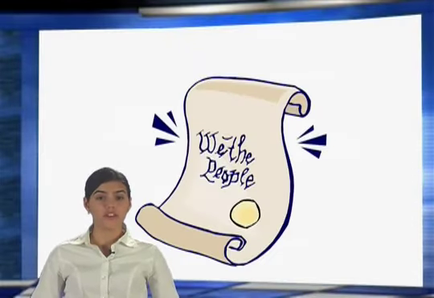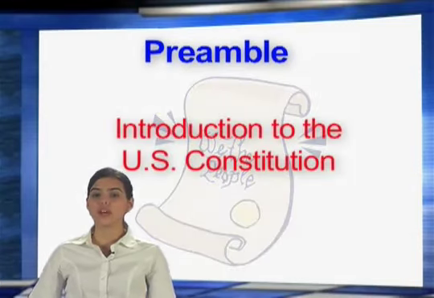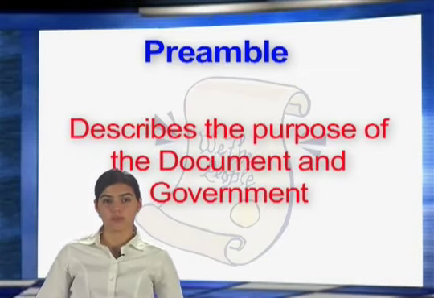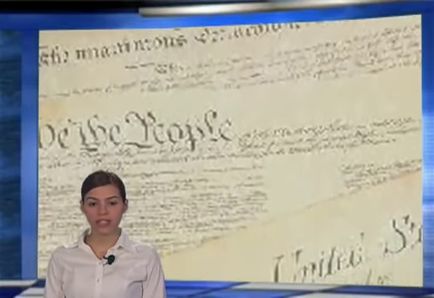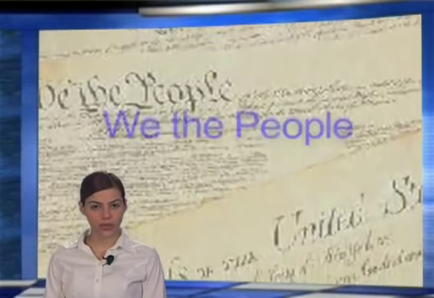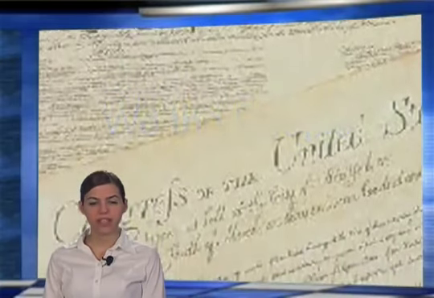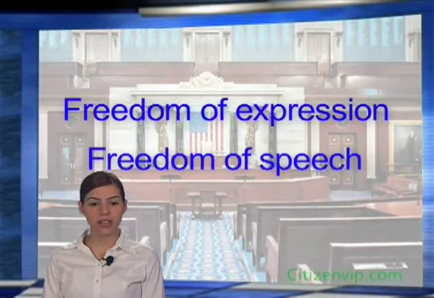The first part of the U.S. Constitution is called the Preamble. The Preamble is the introduction to the U.S. Constitution. The Preamble describes the purpose of the document and government. In it, we find the idea of self-government in the first 3 words of the Constitution. These first 3 words are, we, the people. The Constitution sets up the government and protects basic rights of Americans. 2 rights of everyone living in the United States are freedom of expression and freedom of speech.